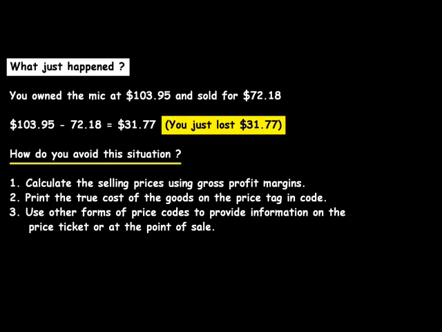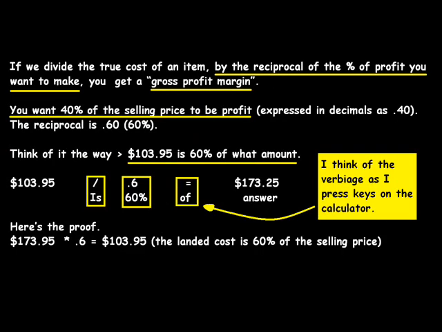You owned a microphone at $103.95 and sold it for $72.18. You just lost $31.77. How do you avoid this situation? If we divide the true cost by the reciprocal of the percent of profit you want to make, you get a gross profit margin. In other words, 103.95 divided by 0.6 equals $173.25. That's the amount that you would have to sell it for there to be a 40% profit.